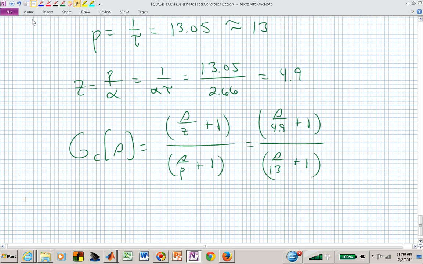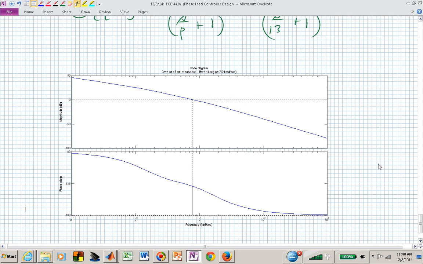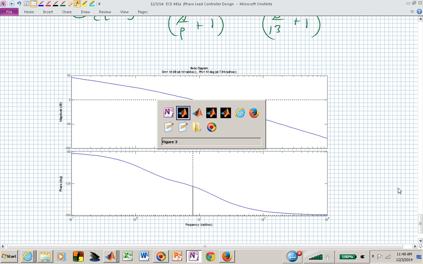So we now have a compensated system that indeed is meeting our design specification as far as the error at steady state was met by our gain, and then we improved the phase a little bit, or the phase margin, from 18 degrees to 41 degrees by the introduction of this controller.